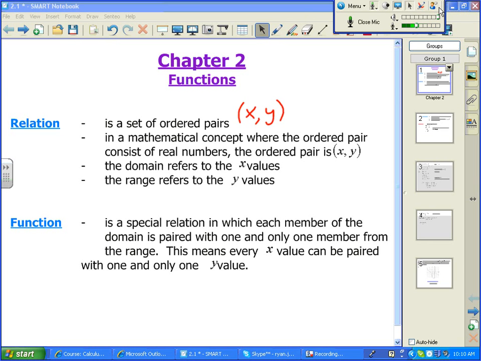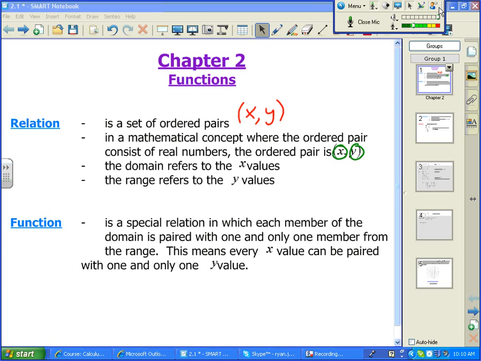It says in a mathematical concept, it is where the ordered pair consists of real numbers, and the ordered pair, of course, would be (x, y). The domain is all the x values. Once again, should be a review. The range refers to all your y values of a particular relation.